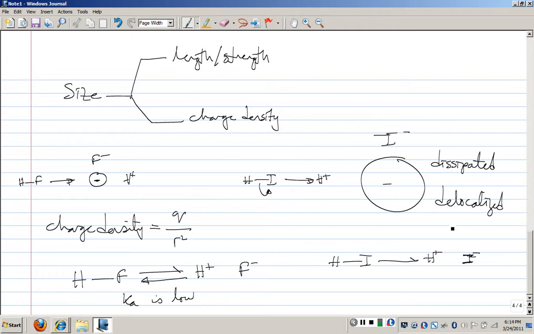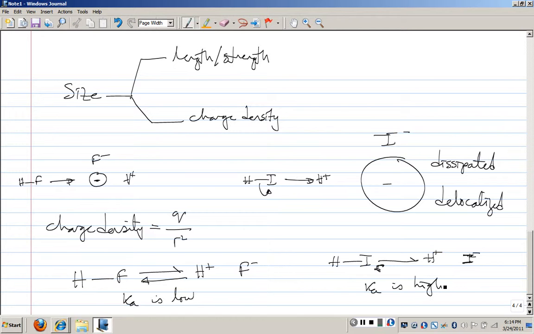So the charge density is very, very small. So the I- is not desperate to cloak itself in a positive charge. It's not desperate to cloak itself in the proton. And so really, it just has very little interest in the proton. So the tendency of I- to gobble up the proton and go back into HI is really very little. So the net effect is that the Ka value for HI is very, very high.